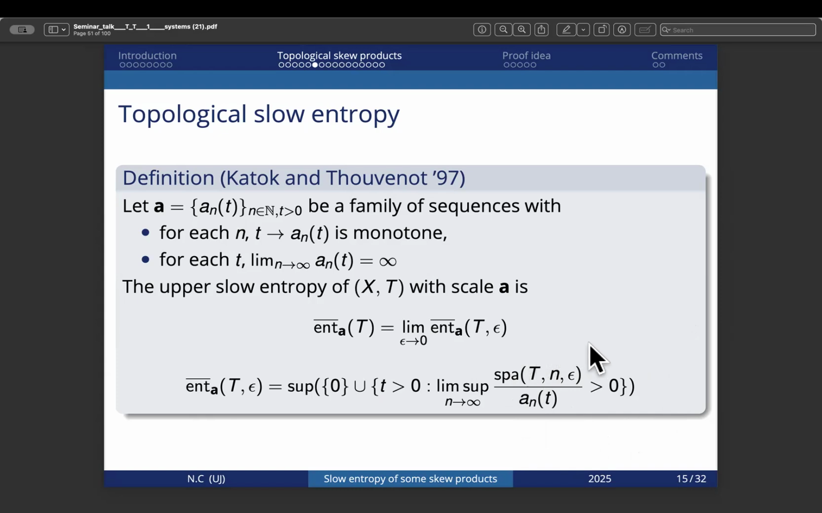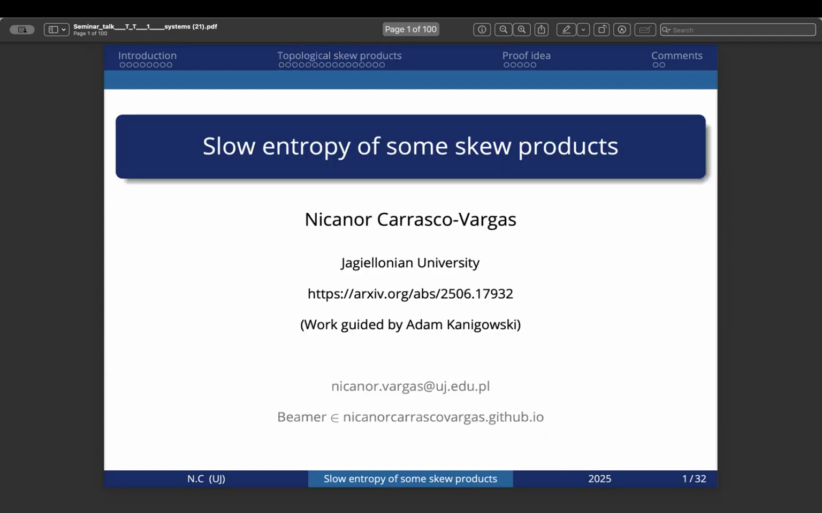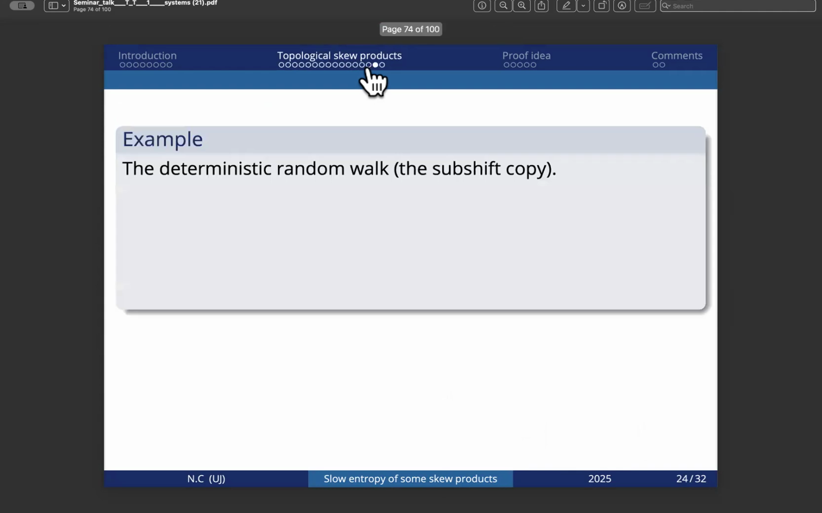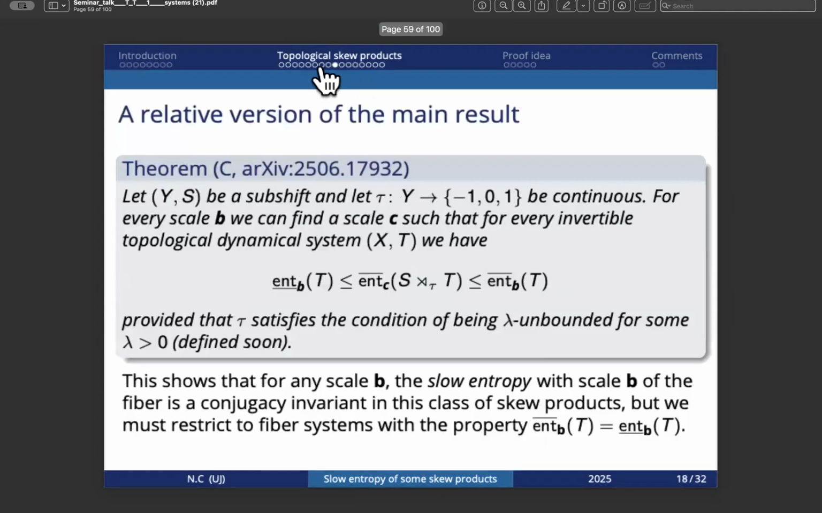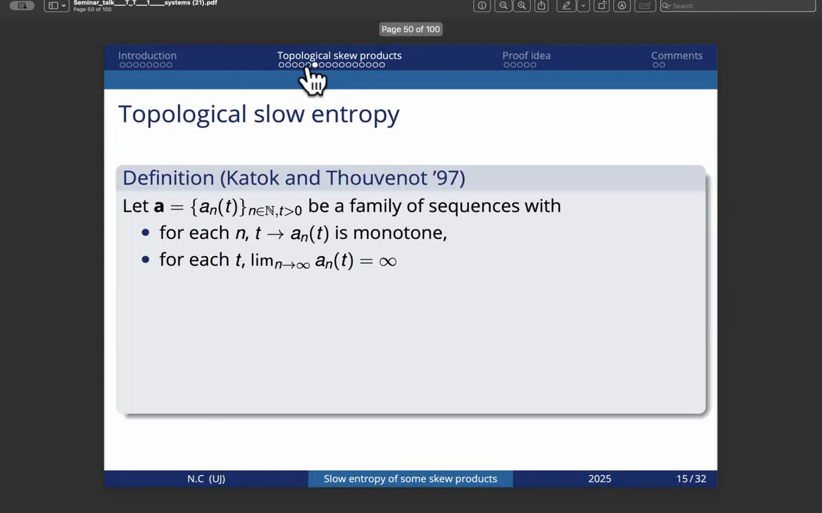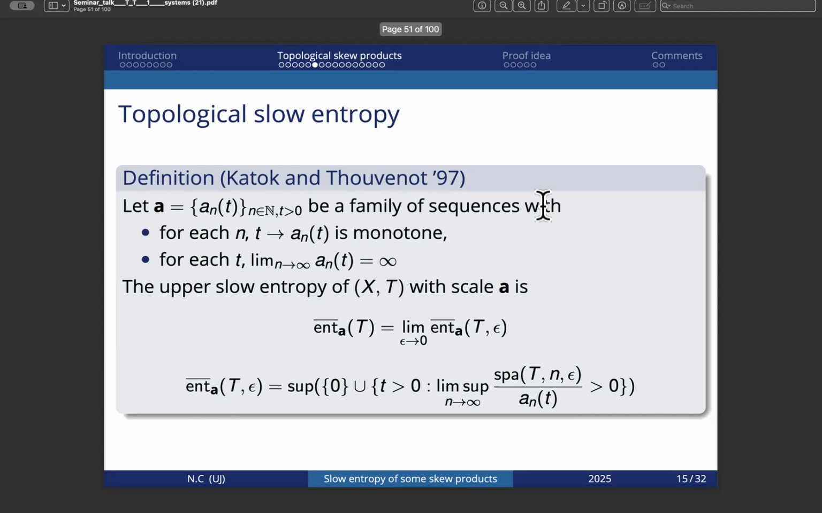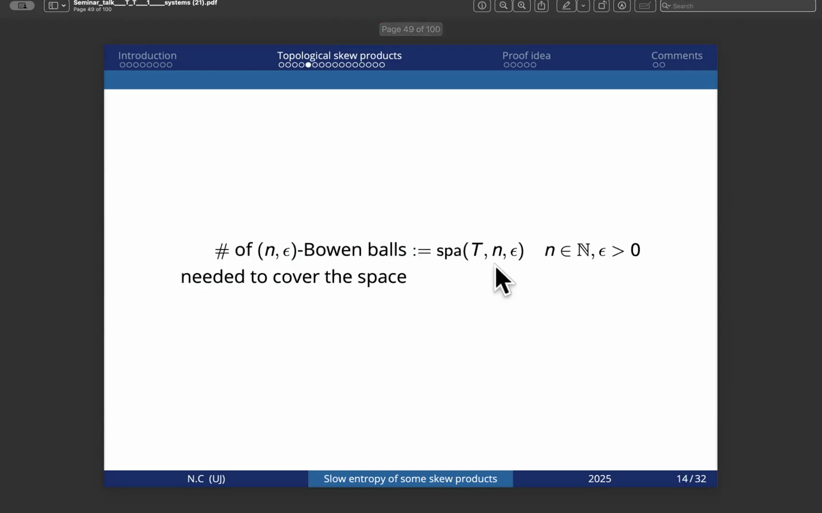And then the lim sup will be 0. Before you proceed, can you quickly remind me the definition of this spanning set T and epsilon one more time? So here it's just the number of n epsilon balls needed to cover the space. The minimal number. Okay. Yes.